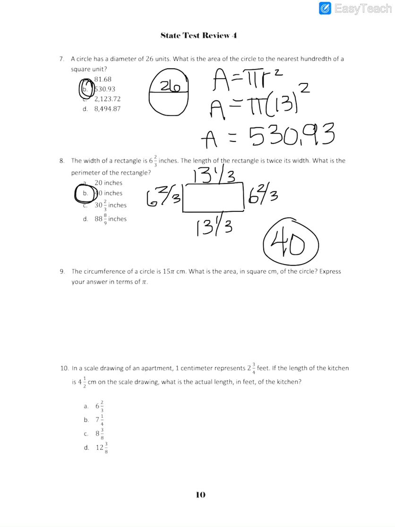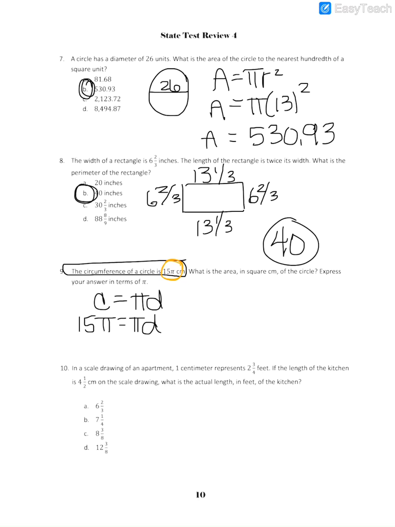Okay, number 9, circumference of a circle is 15 pi. What's the area of the circle? Express your answer in terms of pi. All right, we are looking for the area, but we need to start with the circumference because that's what we were given, okay? So we're going to start with C equals pi d. Now, where should the 15 pi go if it is the circumference of the circle? It should go in for the C because it is the circumference.